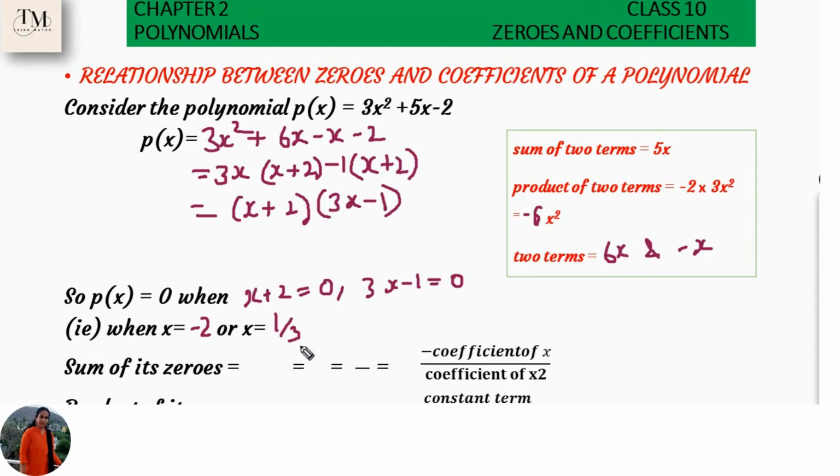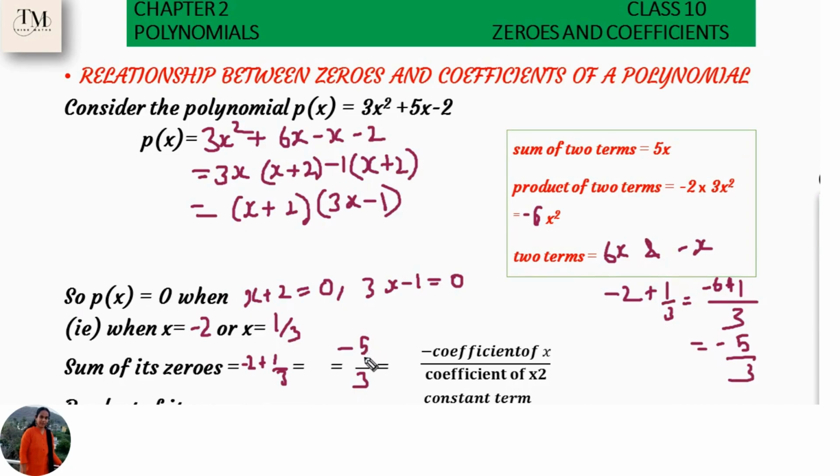So what are the sum of the zeros? That is minus 2 plus 1 by 3. Okay, I do the calculation here. Minus 2 plus 1 by 3. So 3 is taken as LCM. So I take multiply here. Minus 2 into 3 is minus 6 plus 1. So minus 6 plus 1 is minus 5 divided by 3. Okay. So the answer is minus 5 divided by 3.